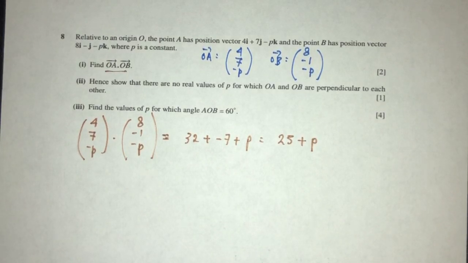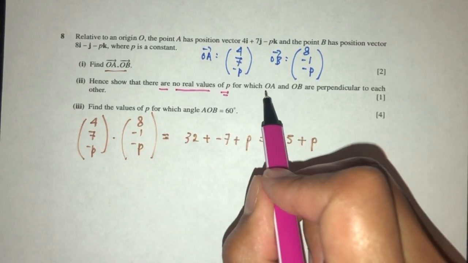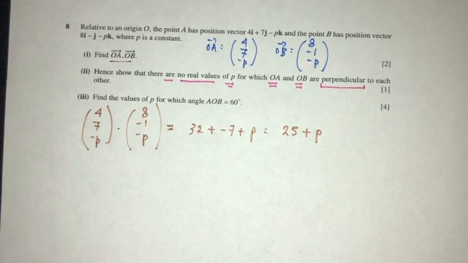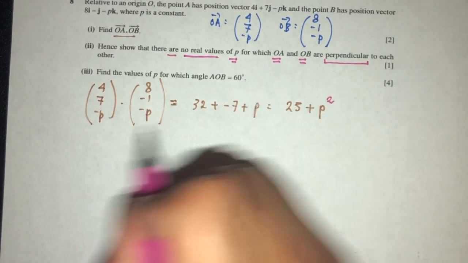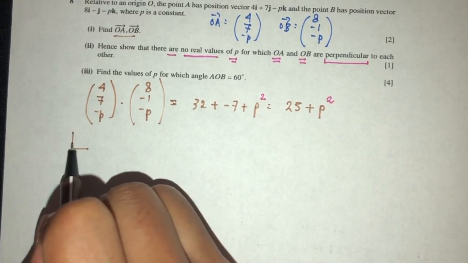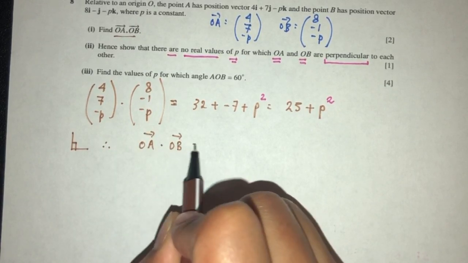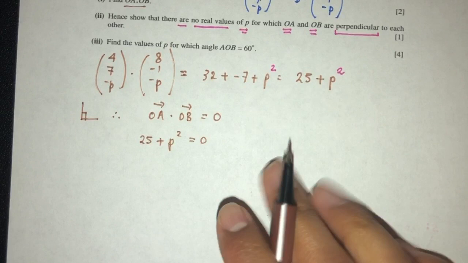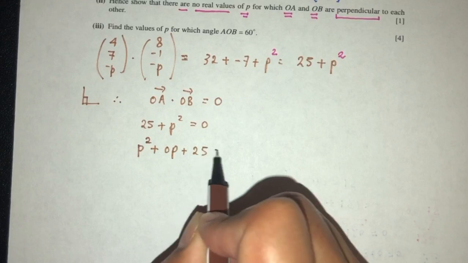Now for part 2, hence show that there are no real values of p for which this and this are perpendicular to each other. So what does that mean? It means that if, so this is actually p square, right? So that should be p square, my apologies. So if they were perpendicular to each other, we understand that this dot this will give you 0. So let's equate. We will have 25 plus p square equate to 0. Let's rearrange. We'll have 1 p square plus 0 p plus 25 equal to 0.